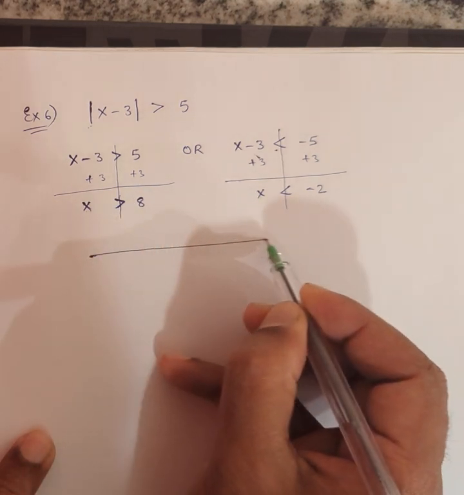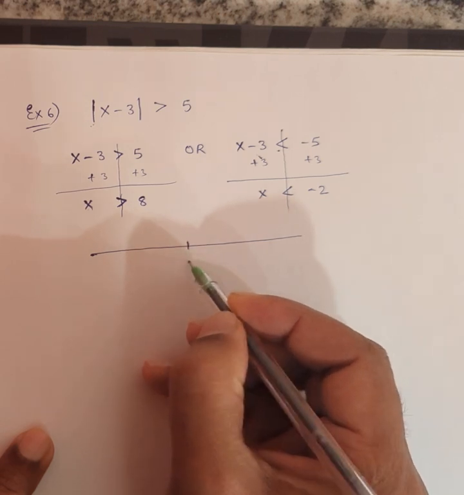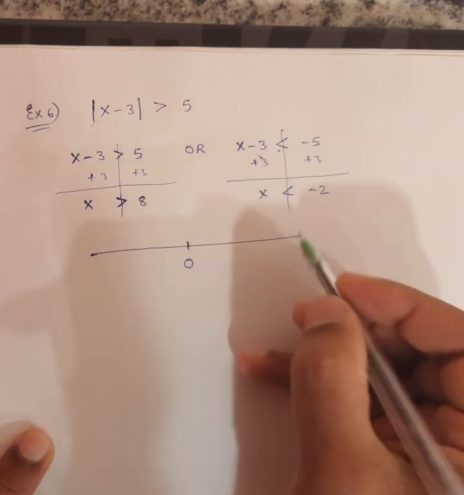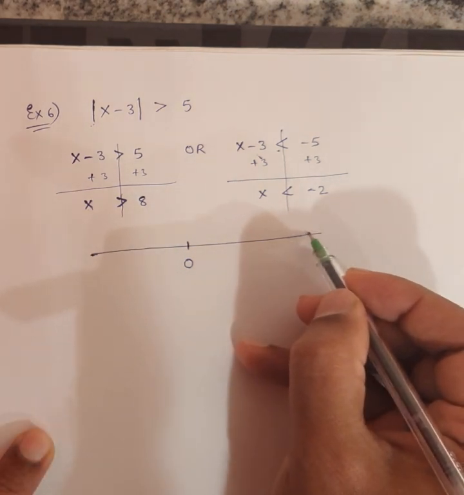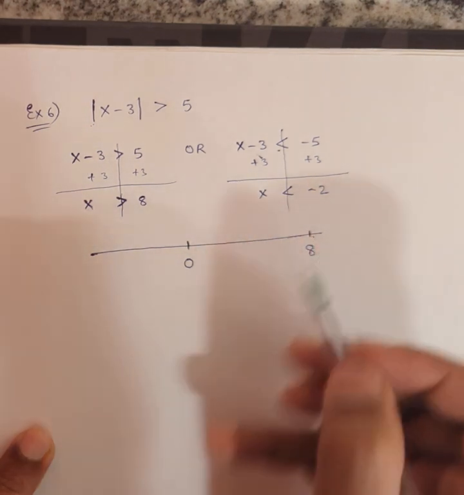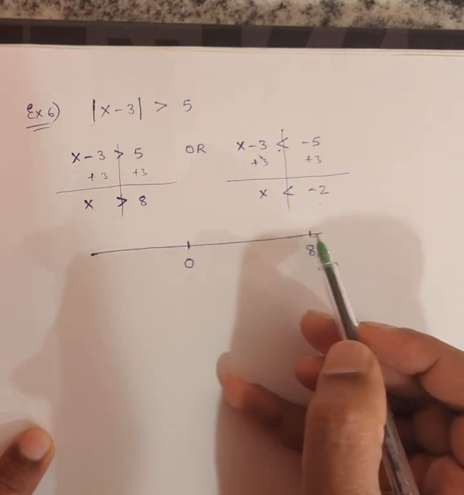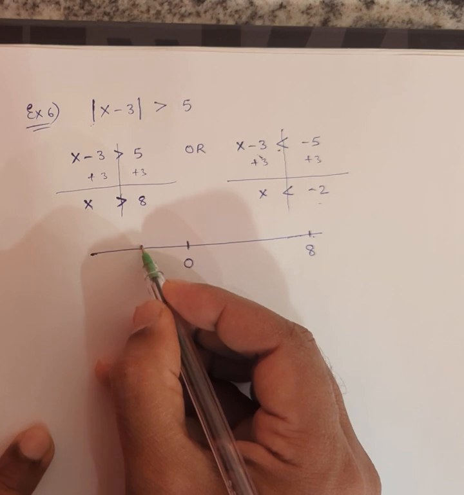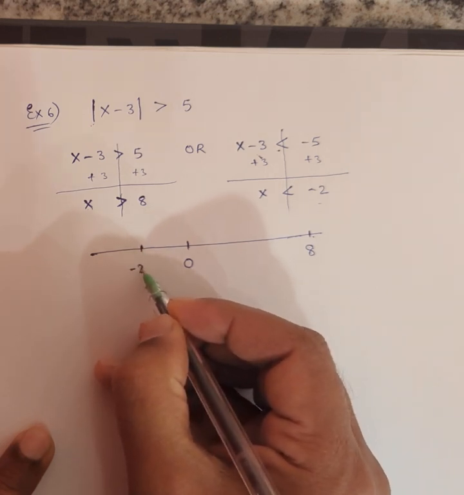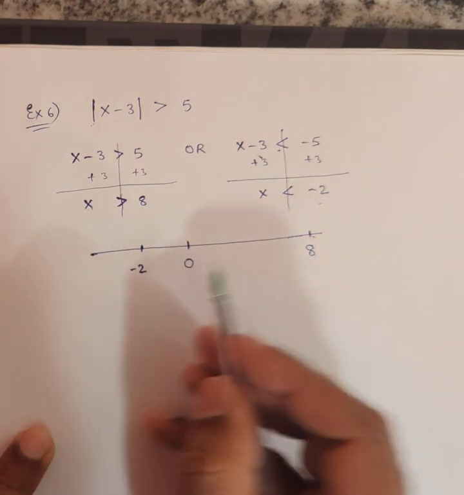On the number line, how does that look? So say I have 0 somewhere here, and it's x greater than 8. So 8 means I got to go 8 units to the right of 0. So I want to say this is 8. And then I also need negative 2 on the number line. So if this is 8, negative 2 might look something like this. Yeah, negative 2 is closer to 0. 8 is far away.